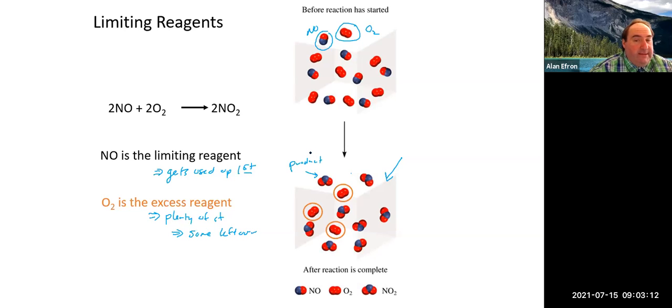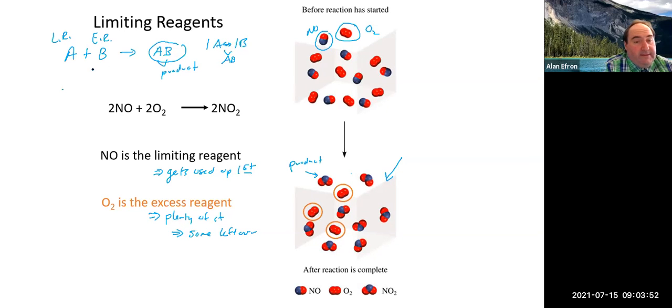So why is it important, limiting reagent versus excess reagent, or even worrying about that? Well, if we take a very simple example, A plus B to make AB, which is our product here, and let's say that A was our limiting reagent, and B was our excess reagent in this case. What happens is, in order to make our product, we basically need one A and one B to come together to make AB.